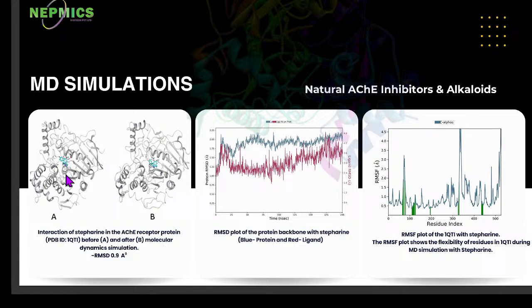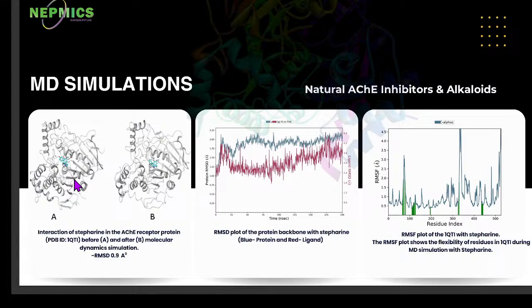So let's talk about the first figure. It is an interaction map, or you can say the interaction of stepharin in the AChE receptor protein. A implies before simulation, and B implies the conformation after simulation. You can see there is no deviation or conformational change in the ligand molecule, stepharin, present in the active site of AChE. And then we calculated the RMSD as well. The root mean square deviation was just 0.9, which means it has not changed over the 200 nanosecond simulation time period.